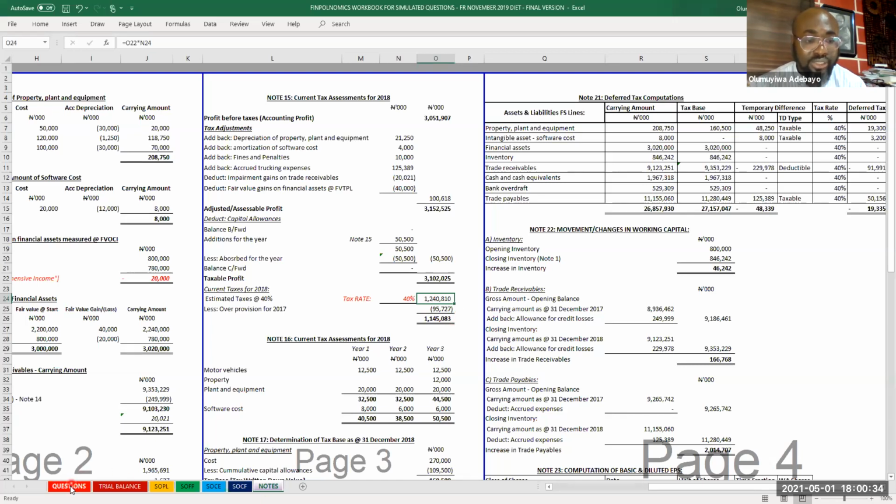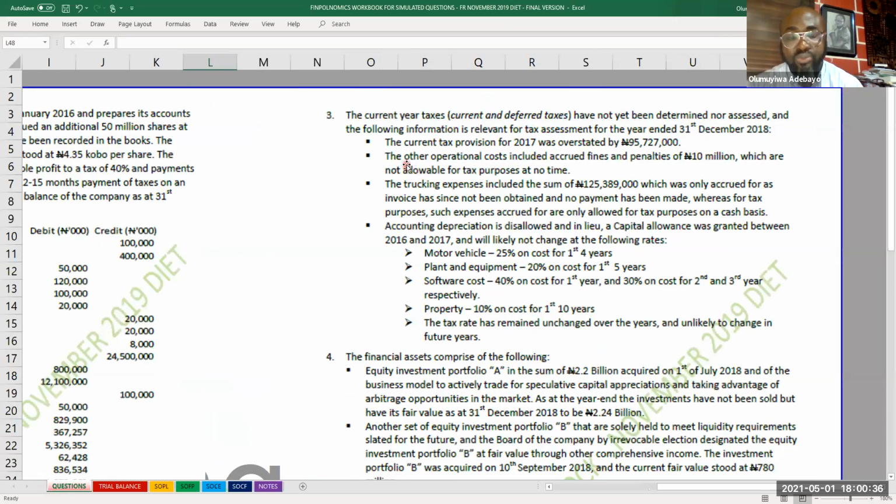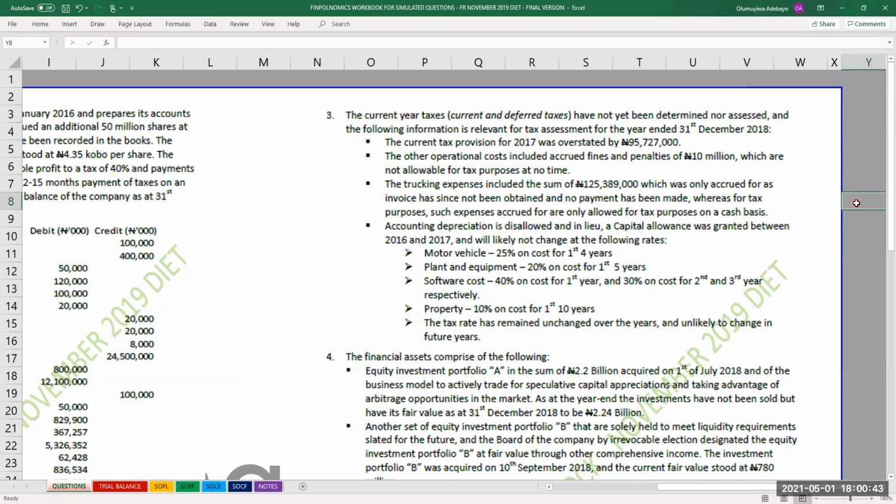Now let's go to the following information. Next information. The other operational costs included accrued fines and penalty of 10 million naira, which are not allowable for tax purposes at no time. What does that mean? It means it's not admissible. It will be added back to the profit.